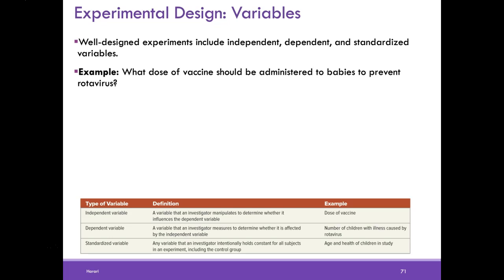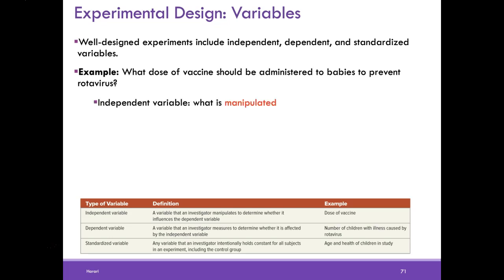Right? What are we changing? What are we testing for? What we're testing is the dose of the vaccine. We're not testing the type of vaccine. We're not testing the age of the babies at which to vaccinate. We only want to test one thing at a time. So we're only manipulating the independent variable, which is the dose of the vaccine.